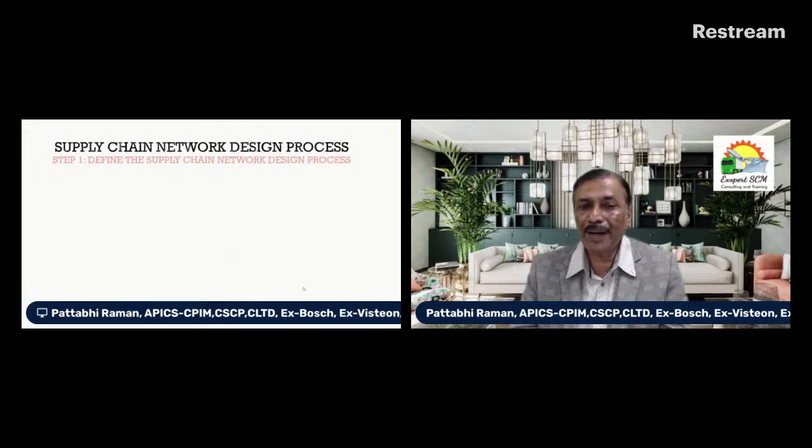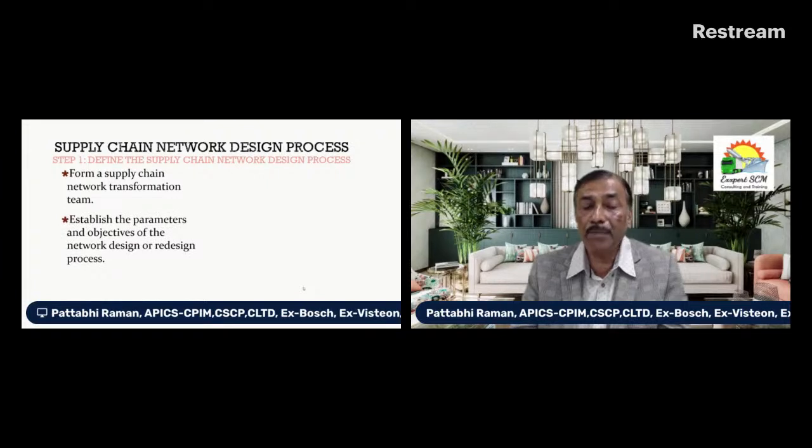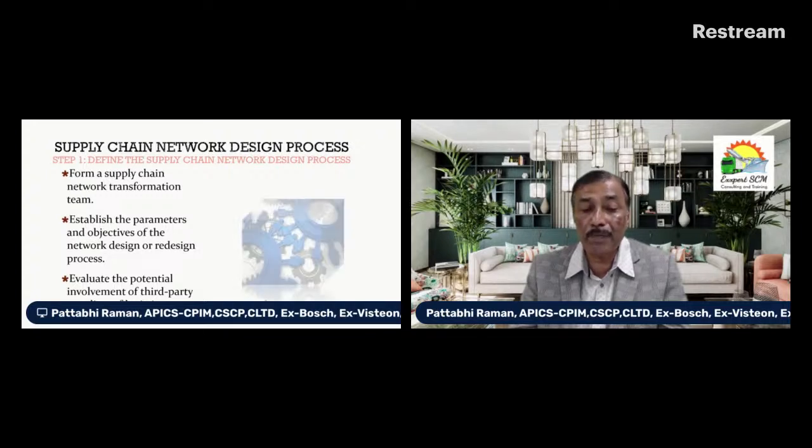Coming to the first step, define the supply chain network process. Here we have to take this up in the form of project management. These are not operational activities, and it requires a specific team focusing towards this transformation. When we talk about network redesign, you need a special task force with a limited time frame and a budget, and they should manage this. So the first step is forming a team, and the next could be to establish the parameters and the objectives of the network design or redesign process, and evaluate the potential involvement of third party suppliers of logistics services.